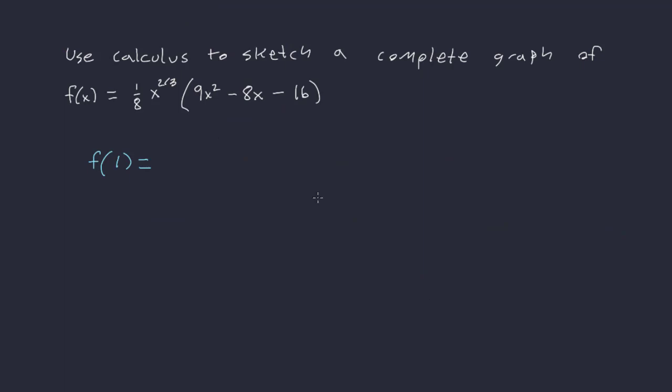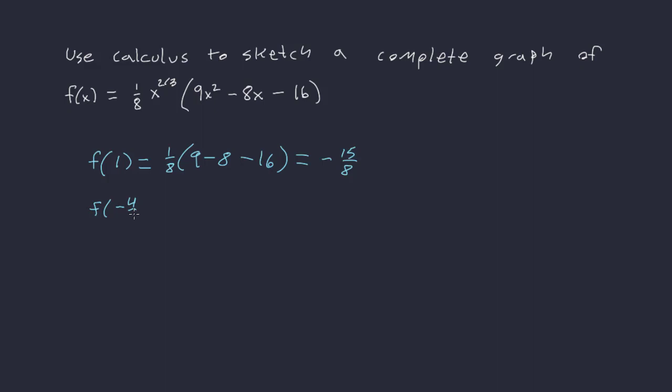All right, all there's left to do now really is plug in some of these values. Now we already know that we have 0, 0, so we don't need to plug that in. When we plug in 1, that just becomes 1/8 times 9 minus 8 minus 16. So that's going to be 1 minus 16, so that will be negative 15/8.